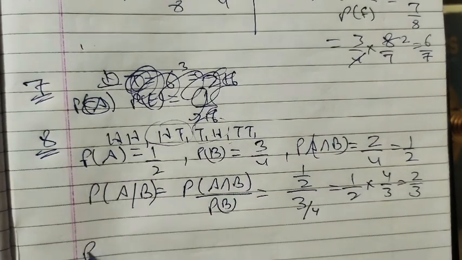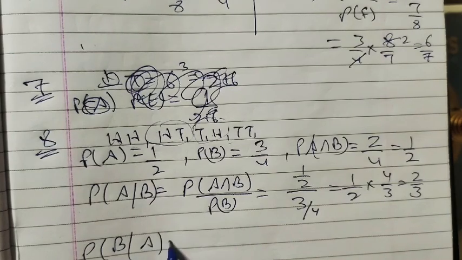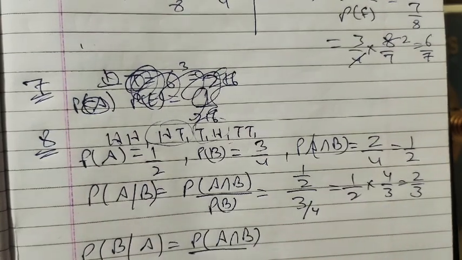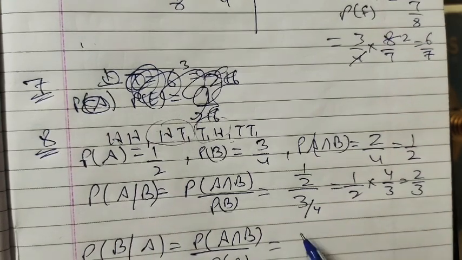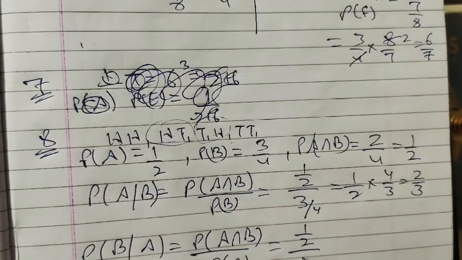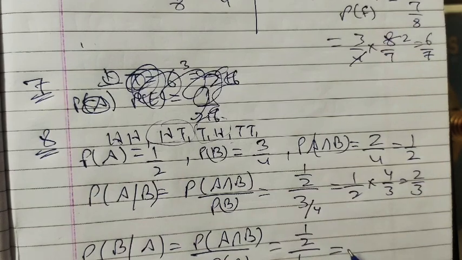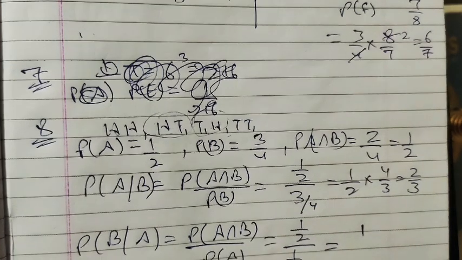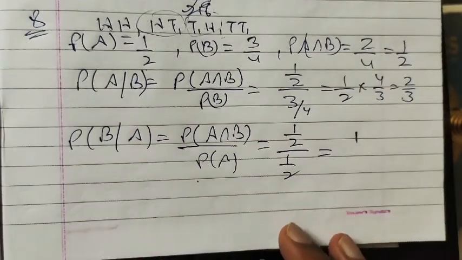Similarly, probability of B given A is equal to probability of A intersection B upon probability of A, which is equal to 1 by 2 upon probability of A, which is 1 by 2, right? So 1 by 2 and 1 by 2 get cancelled, so probability is 1. This is our answer of the 8th question.